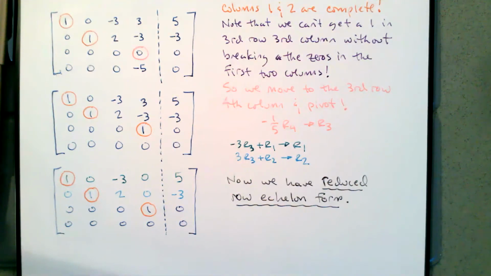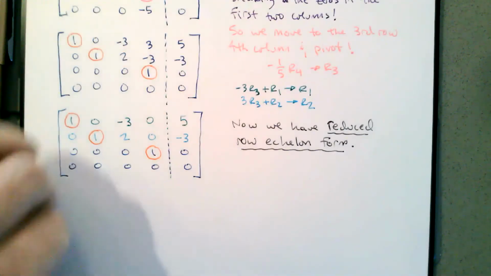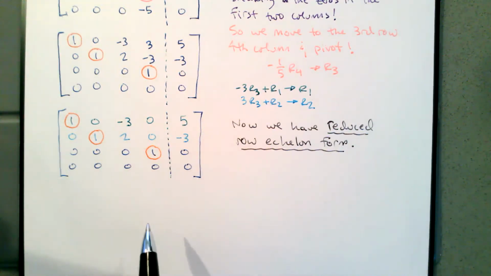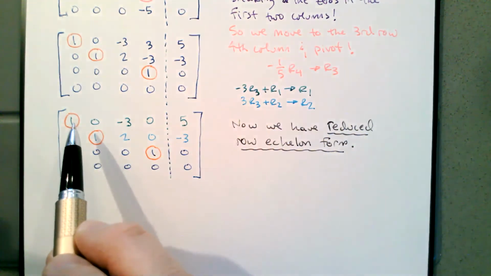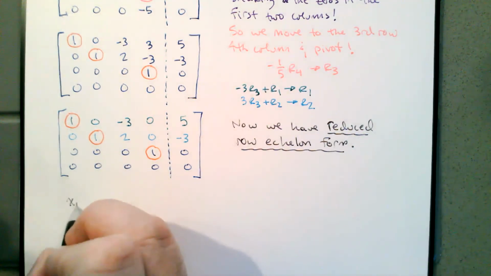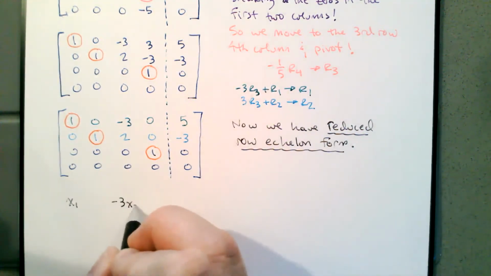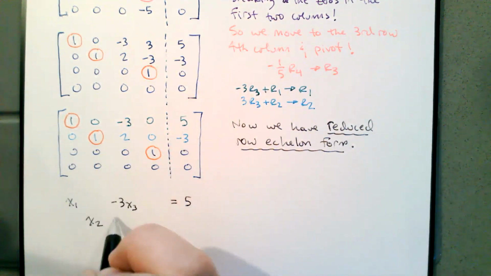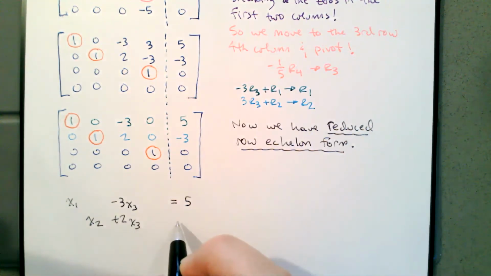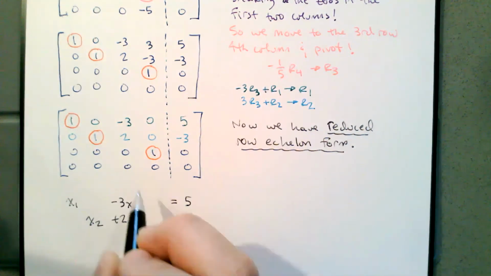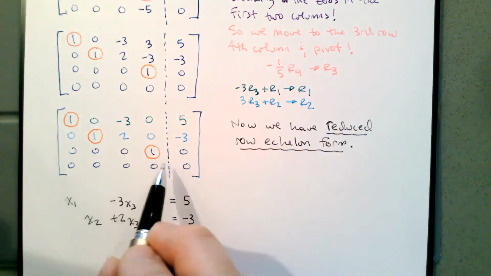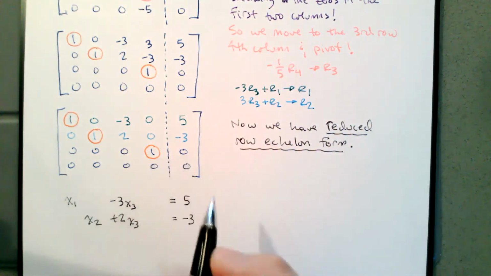Let's write down the corresponding linear system for this augmented matrix. So pulling out of augmented matrix and writing down the corresponding linear system, we've eliminated a lot of the variables. So here we have x1 minus 3x3 is equal to 5. The second row corresponds to x2 plus 2x3 is equal to -3. x3 is just x3, and this third row corresponds to x4 equals 0.